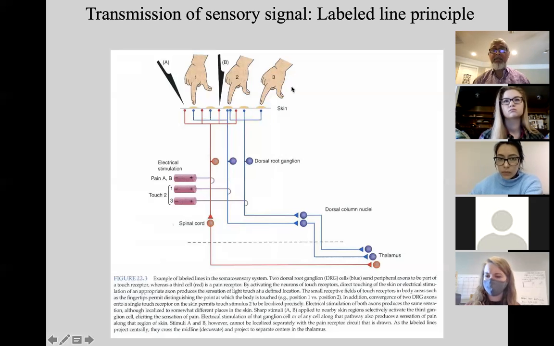But in this case, it's just 1 nerve, this one. In this case, this is 1 nerve, this one. But when you touch here, you are stimulating both nerves now. So that makes your stimulus much more precise.